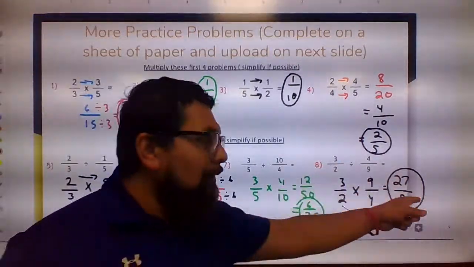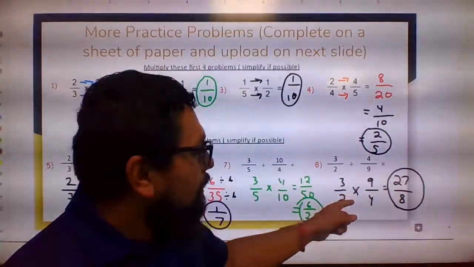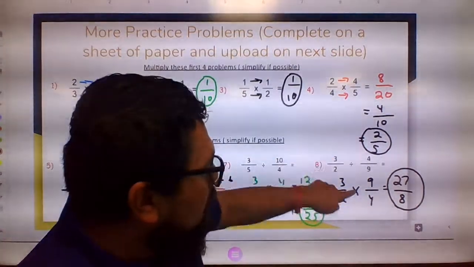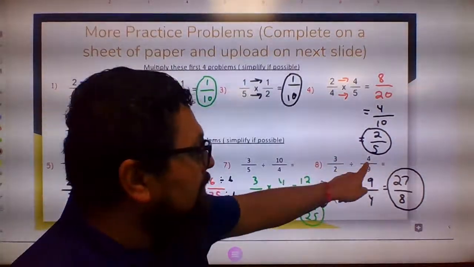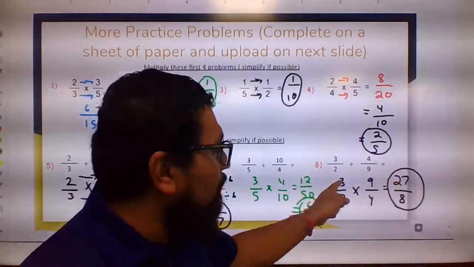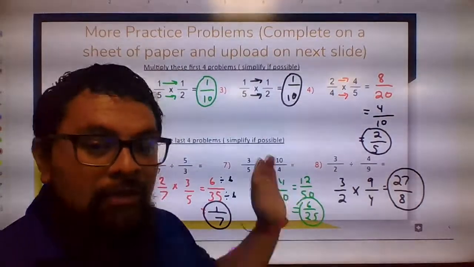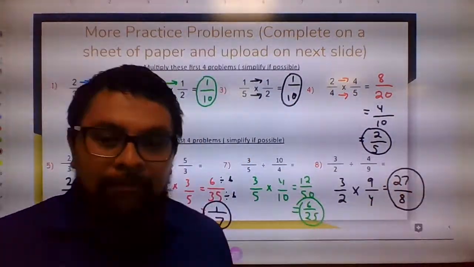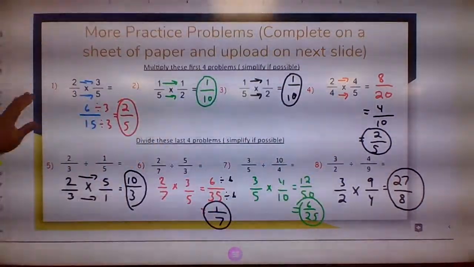All right, and then number 8, the last one. So 3/2 times 9/4 now, because it's keep it, change it, and then flip it, the reciprocal of it. This is the reciprocal of that when you flip them like that. And now you multiply 3 times 9 is 27, 2 times 4 is 8. So make sure you check your answer so that your answer for this one is 27/8, and it's already simplified. You're good. All right, so these are the answers for 1 through 8.